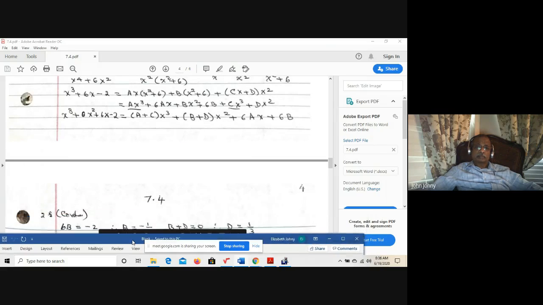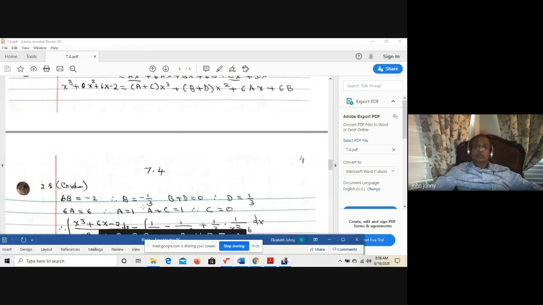Therefore, b is equal to negative 1/3. Then you have b plus d is equal to 0. So d is negative b, that is d is 1/3. Then you have 6a is equal to 6. So a is equal to 1. A plus c is equal to 1. So c is equal to 0, because a is 1.